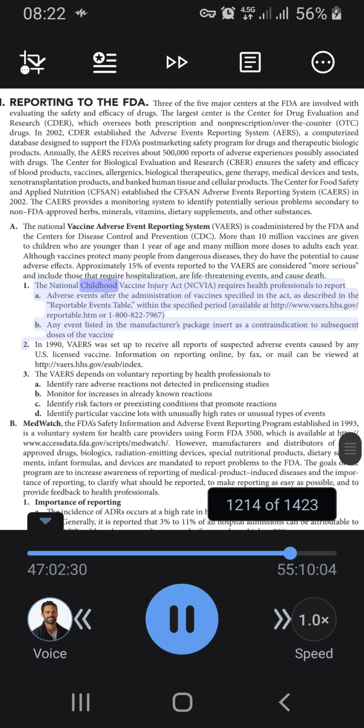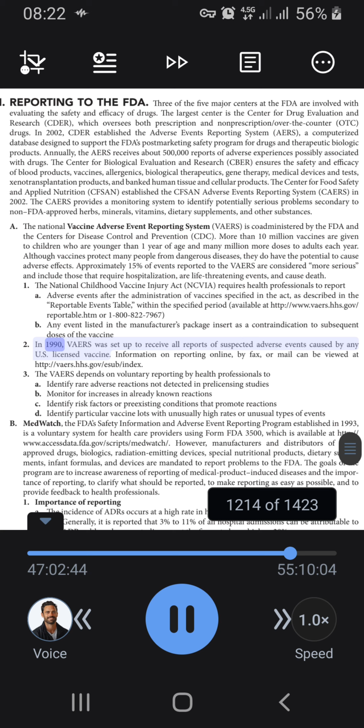1. The National Childhood Vaccine Injury Act, NCVI, requires health professionals to report a. adverse events after the administration of vaccines specified in the Act, as described in the Reportable Events Table, within the specified period, available at www.vaers.hhs.gov/reportable.htm or 1-800-822-7967. B. Any event listed in the manufacturer's package insert as a contraindication to subsequent doses of the vaccine too.